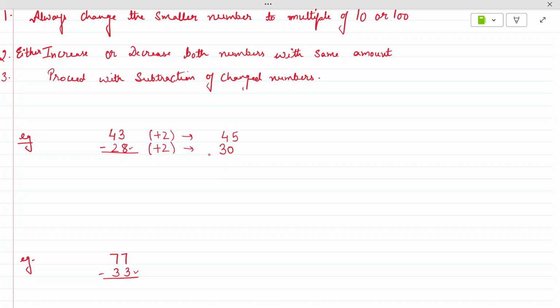Okay. And the third rule is, once we got the new numbers, do the normal subtraction. 5 minus 0 is 5. 4 minus 3 is 1. So our answer is 15. Okay. So how did we do this? We picked the smaller number. We changed it to a multiple of 10. If I am adding here, I am adding the same amount to the other number also. After that, I'll get the new numbers. So now I have two new numbers and I will do the normal subtraction.